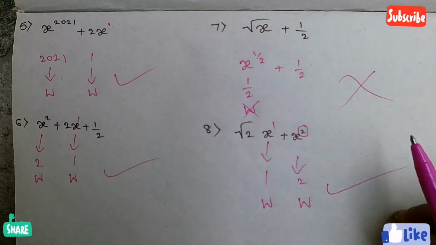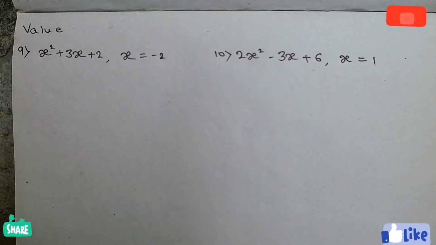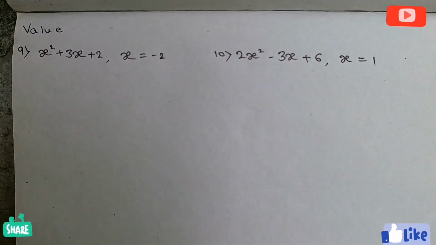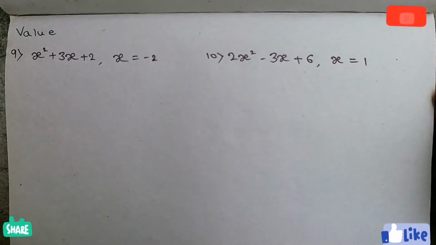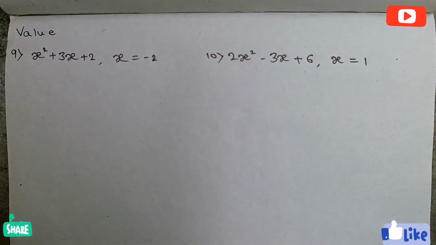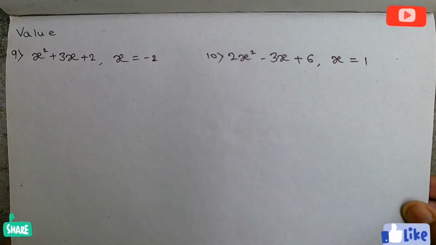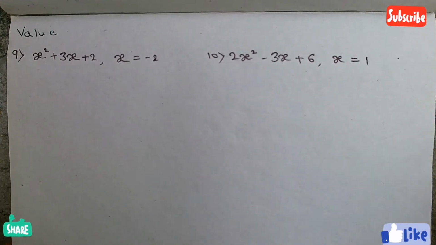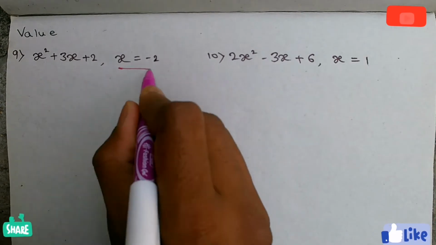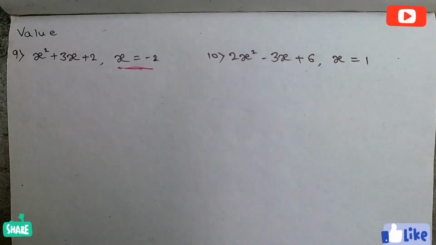Okay, let's move to the next concept. The second concept: they will give a polynomial and they will ask you to find its value at some particular x value. So if you observe this question number 9, x square plus 3x plus 2, find the value of that polynomial if x is equal to minus 2. Simply, in the polynomial, wherever we have x, we need to substitute minus 2.